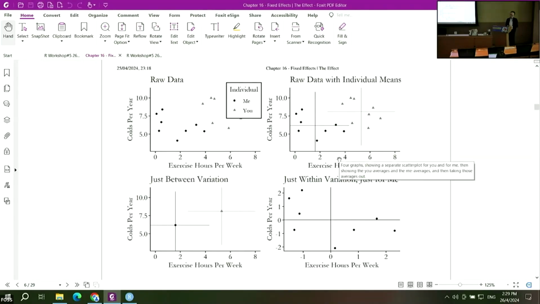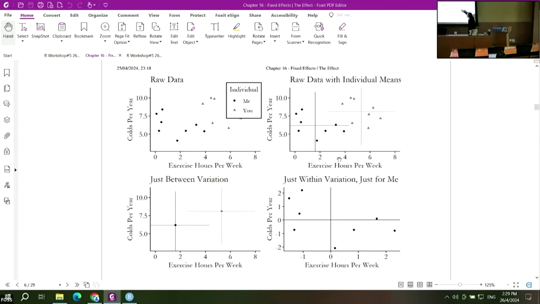So these are the 4 graphs we are looking at right now. They have already been drawn for you, so we want you to see this a little more clearly. We have what we call the raw data. On the y-axis is how many codes you catch per year. On the x-axis is the number of hours of exercise per week. And there are 2 individual-level observations, me and you, represented by different symbols. One is a triangle, and one is a solid dot.